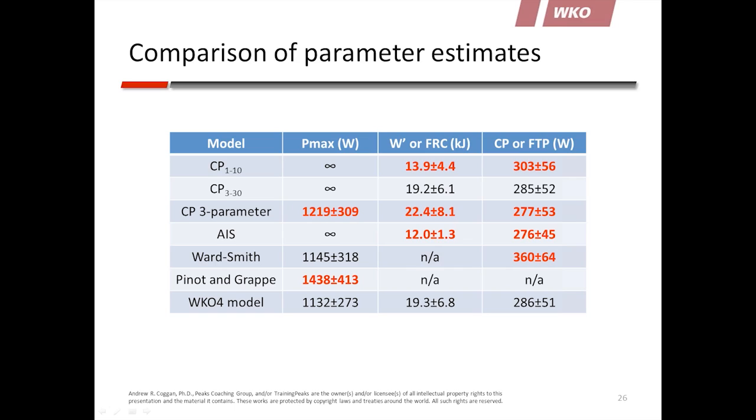And of course, some of this is not really news. It's already been shown in the scientific literature that using longer durations in the calculation of critical power using the classic 2-parameter model results in lower estimates for critical power, higher estimates for W prime. And similarly, it's already known that the 3-parameter gives you lower numbers still. So there's nothing really new in that context. What's new is comparing it to the WKO4 model.